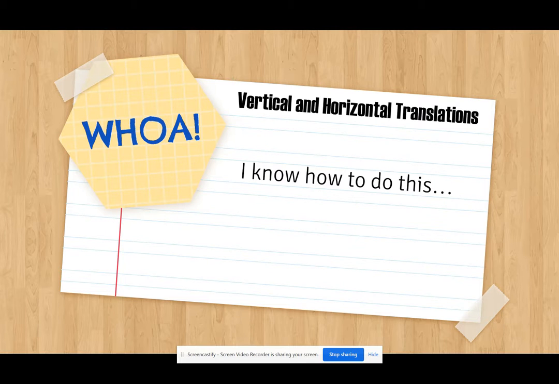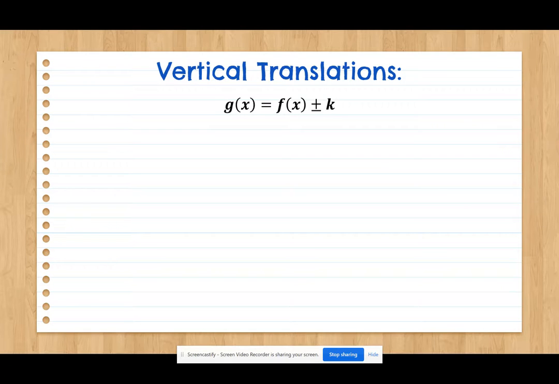We're not talking about our compressions or our shrinking or anything like that. Only vertical and horizontal translations. So vertical translations, let's talk about that one first. We have a function f of x, and if you add or subtract a constant value to it, then it's going to move up and down.